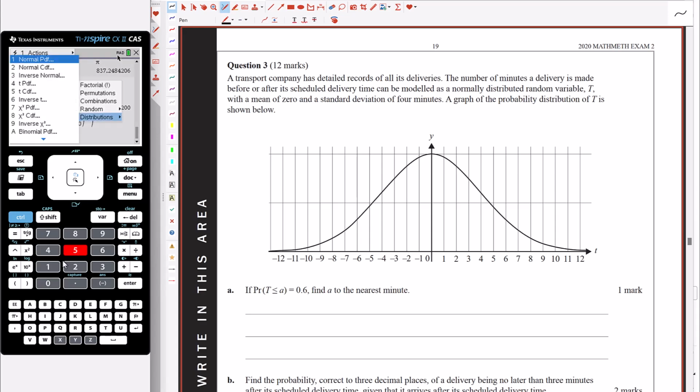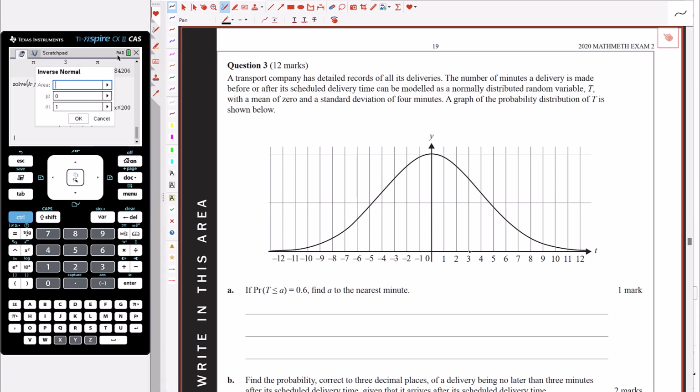Menu 553 for inverse normal. Area is 0.6. Remember, it's the cumulative area from the left. So t less than or equal to a is 0.6. So we're essentially saying, a is somewhere here and all that area is 0.6. So that's the way we want it for inverse normal. We want the area coming from this direction. So we'll just put 0.6 in as the area.